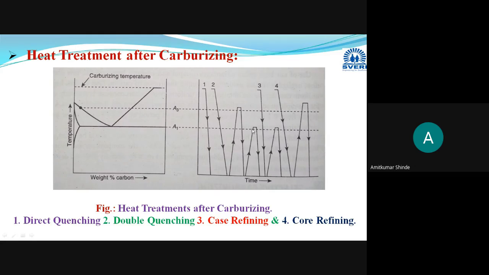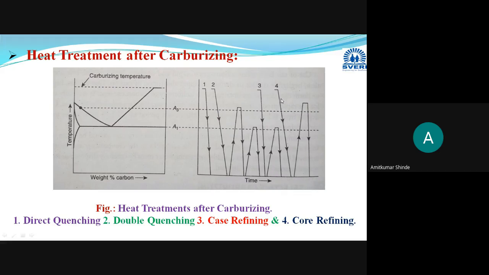And again, it is heated above A1 and held at this temperature for some time, and again it is cooled in the water medium, and here we will get the fine martensite on the surface. This process will give you improved hardness, and this cycle will give you improved toughness at the center. So this is the double quenching.